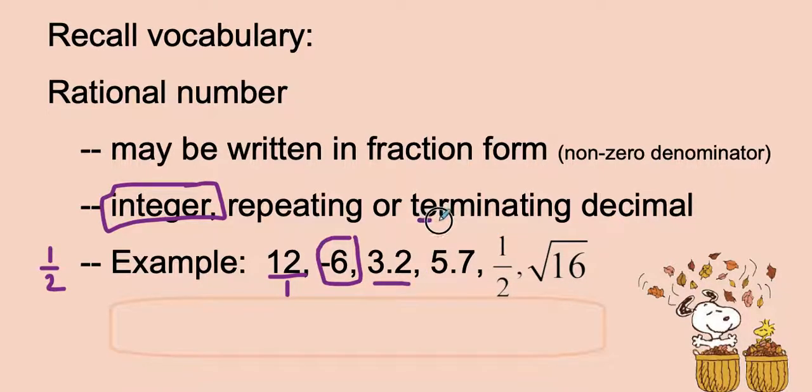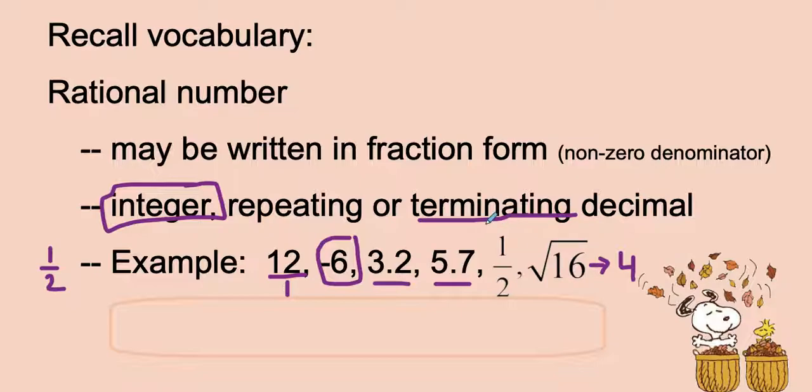3.2, that's a terminating decimal. So that's also a rational number. A terminating decimal is one where the decimal ends. It doesn't continue on and on and on. 5.7, also a terminating decimal. 1/2, we already said. The square root of 16. If I simplify that, the square root of 16 is 4, because 4 times 4 is indeed 16.